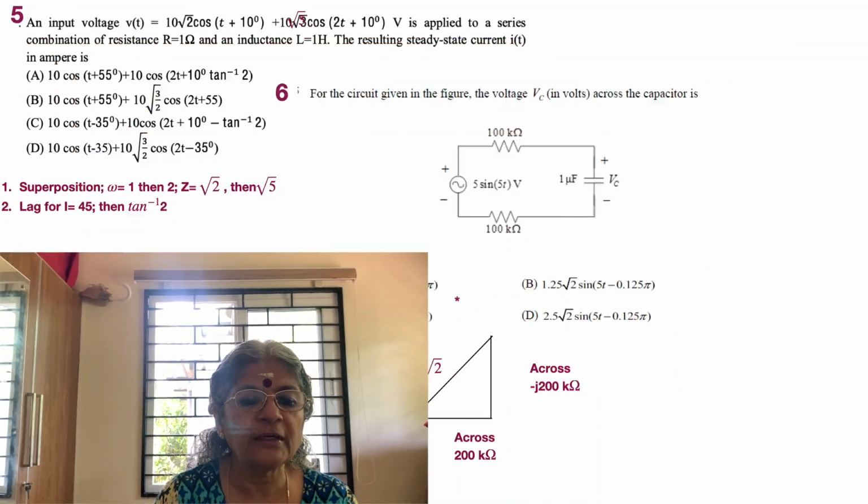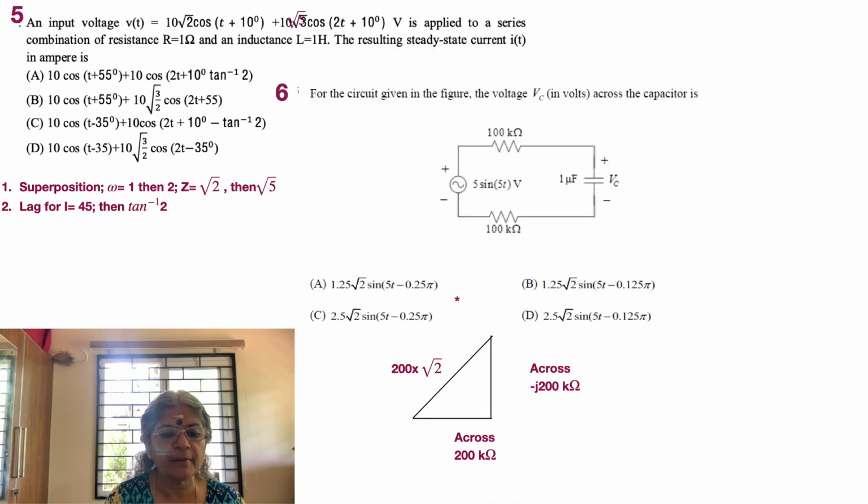For the circuit shown in the figure, find the voltage VC in volts across the capacitor. So what do we have here? We have 5 sin 5t, so the amplitude is 5, the magnitude is 5, and the omega value is 5. Then we have two resistors, all in series, so it's equivalent to 200 kilo ohms. And we also have 1 microfarad.